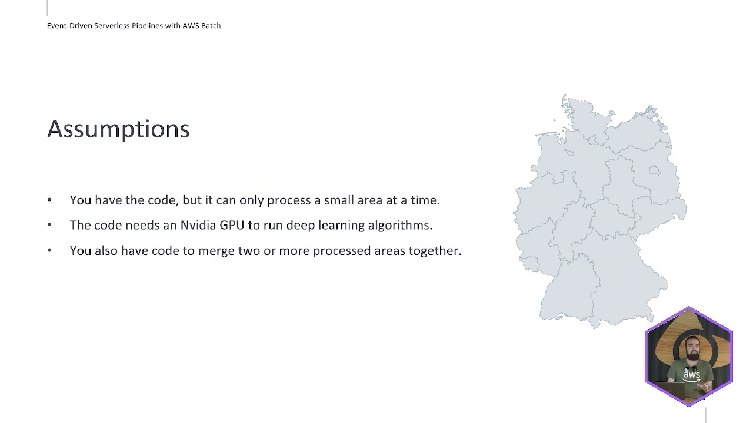But let's assume you have the code ready and you can currently process a small area on your local computer at a time. Because we're going to be working here in this scenario with deep learning algorithms, you also need an NVIDIA GPU. And you also have the code to merge 2 areas together. So maybe you can see where this is going.